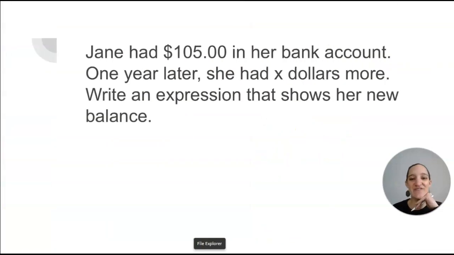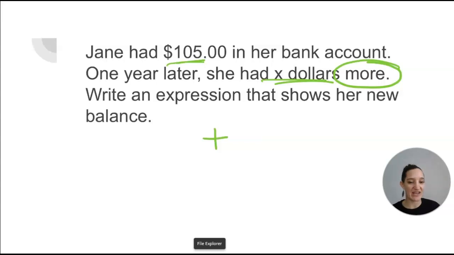Jane had $105 in her bank account. 1 year later, she had X dollars more. Write an algebraic expression that shows her new balance. Well, we know she had 105, and then she had X dollars more. If she had more, we're adding, right?